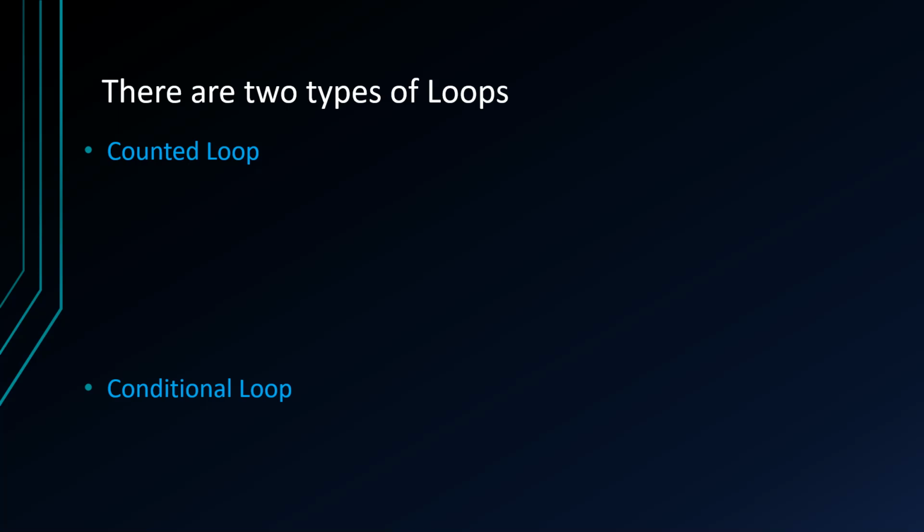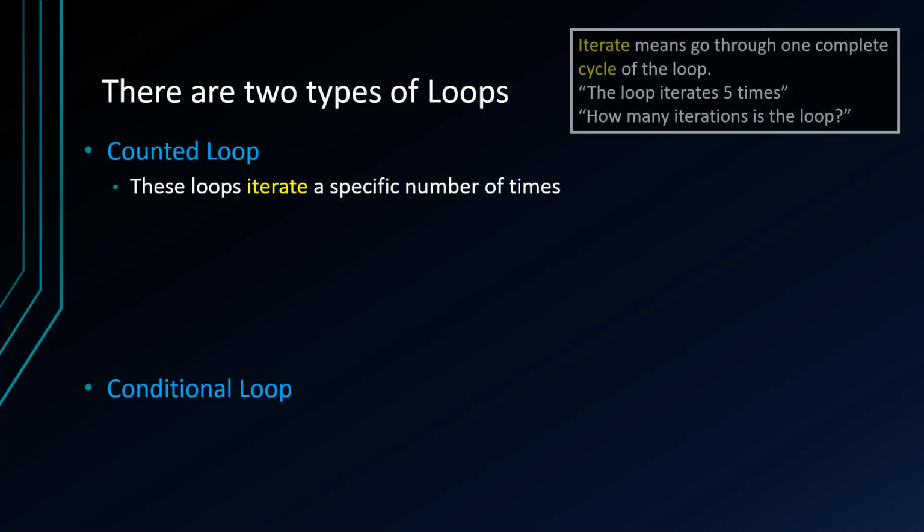So there are 2 types of loops that we're going to look at in this course. The first one is called a counted loop. These loops iterate a specific number of times. Now, iterate is a new word that you haven't heard before. Iterate means to go through one complete cycle of a loop.